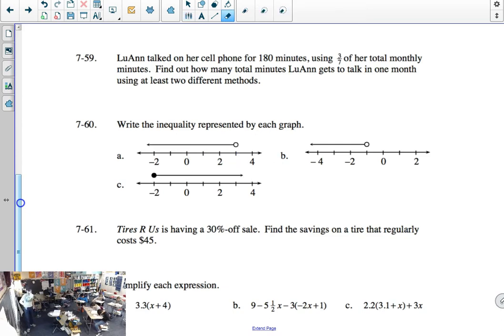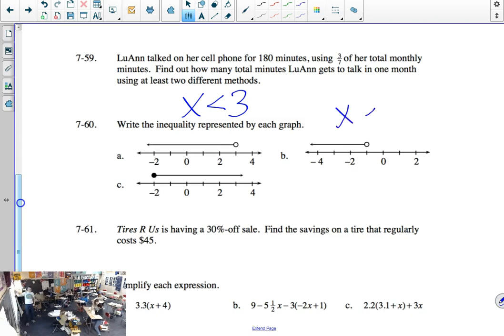So, their point is where? 3. X is getting compared to 3. Is X more or less? Based on the arrow. Less, right? Then is X equal? Is it shaded in? No. Nothing else goes there. B, same thing. X less than -1. C, X references -2. Now that the circle is shaded in, it's or equal to.